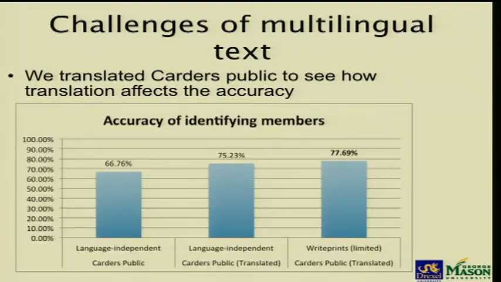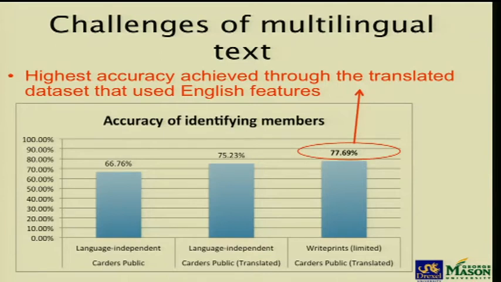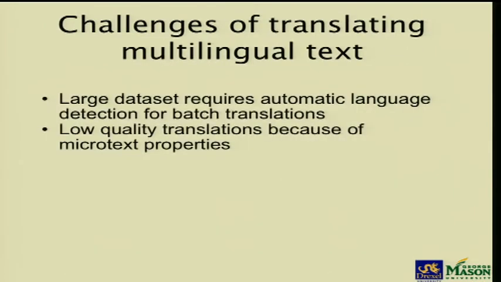If you look at the first bar on the left side, this is the untranslated version of Carder's Public, and we identify users with 67% accuracy with a language-independent feature set. But after we translate this data set and still use the language-independent feature set, our accuracy rises to 75%. On top of this, if we use English-specific features, such as Writeprints, we get the highest accuracy. So we had more than a 10% increase in our accuracy just by translating the data to English.